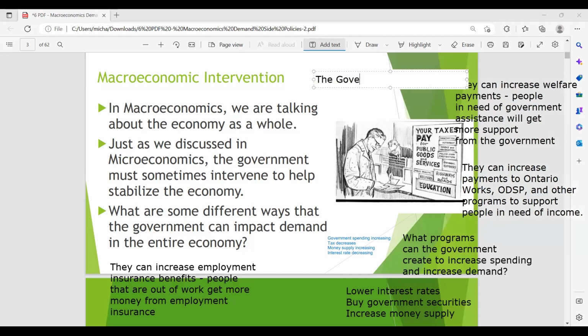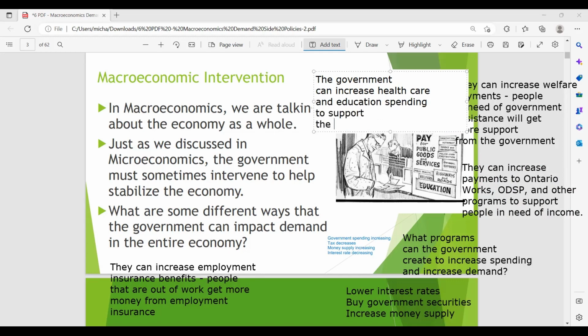The government can increase healthcare and education spending to support the hospitals, doctors, nurses, and make jobs. So those are things they can do. Infrastructure development, social welfare programs, that's great.